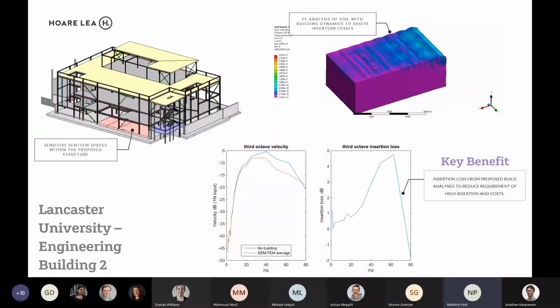And we went through the whole process, making sure we did a survey first and looked at the soil properties and geotechnical data, and then modeled the whole scheme with the soil properties to understand what the soil structure interaction was. And in this case, what we tried to do is to optimize the structure itself to get the maximum benefit from the structure.